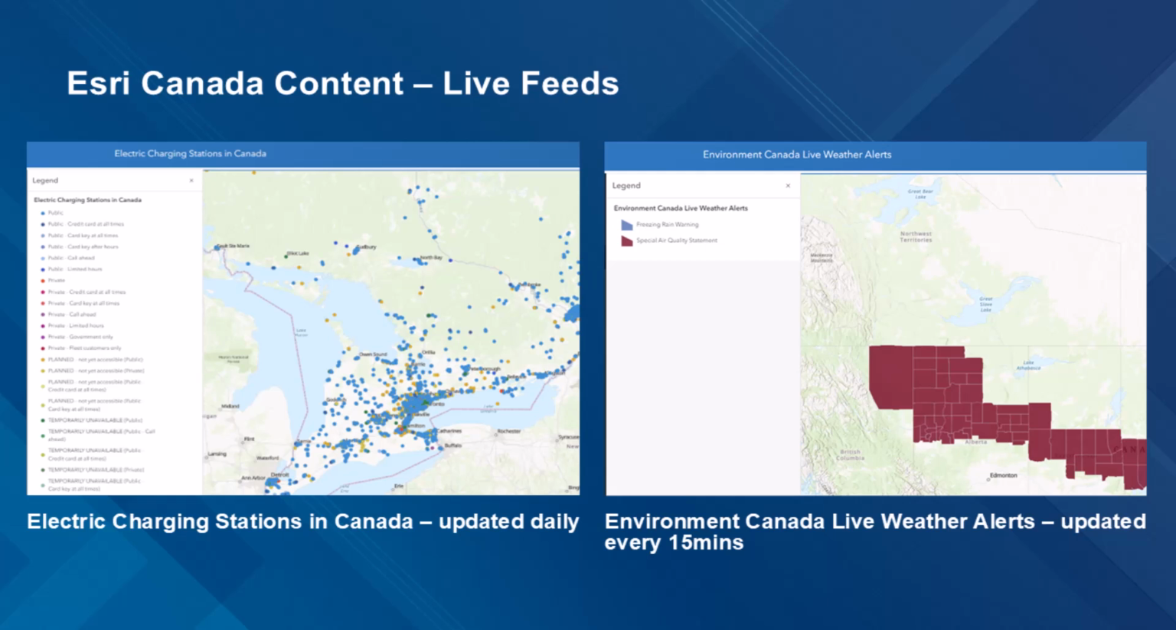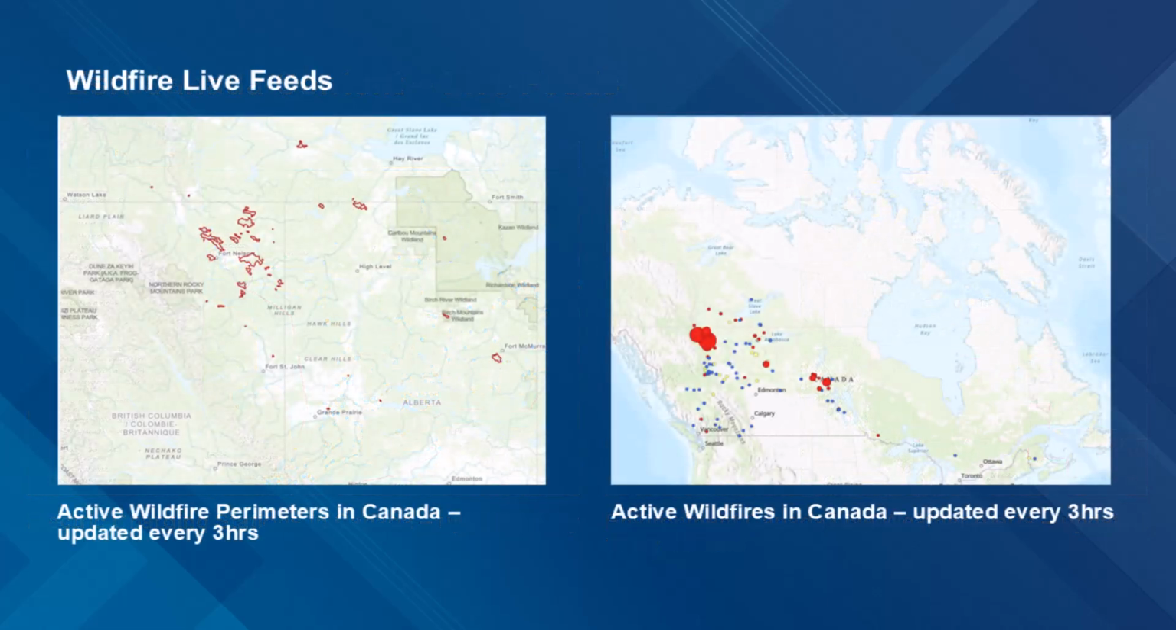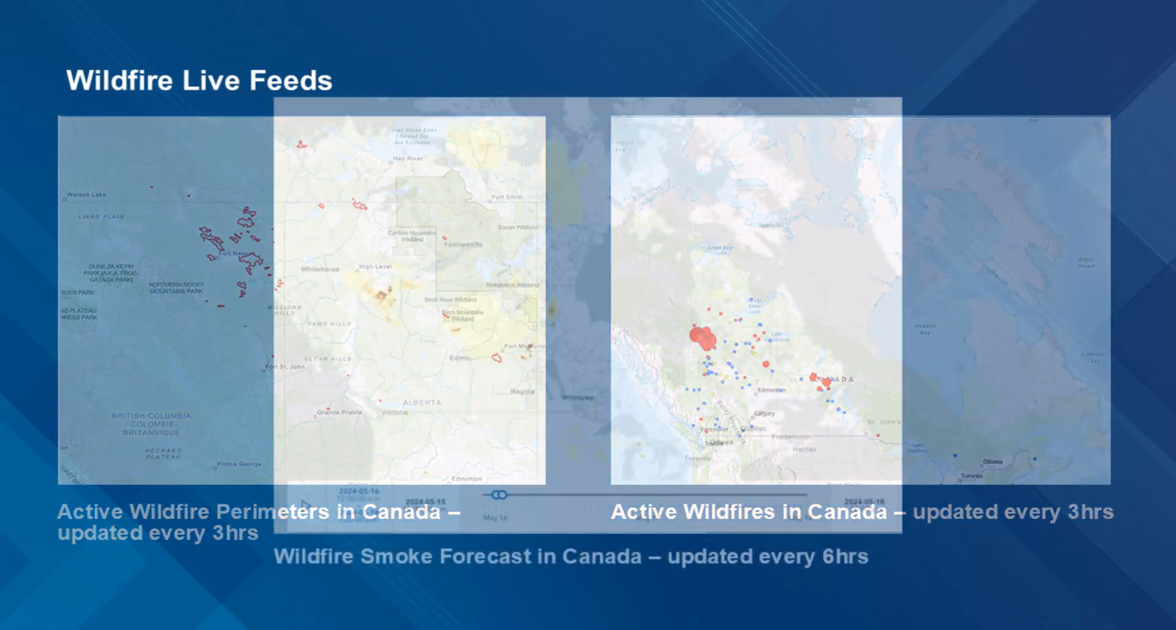So, as an example, climate change, we all know, is a really big topic right now, especially in the GIS community. And this has created a need for up to date authoritative data around topics like natural disasters or weather related events. And Esri Canada has created quite a few live feed services, such as the Canadian Live Weather Alerts, Active Wildfires in Canada, and the Wildfire Smoke Forecast to help address those needs.